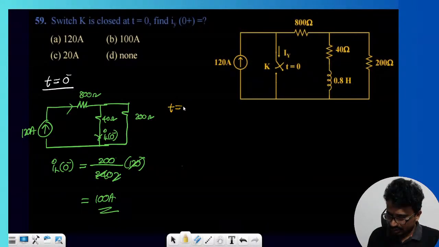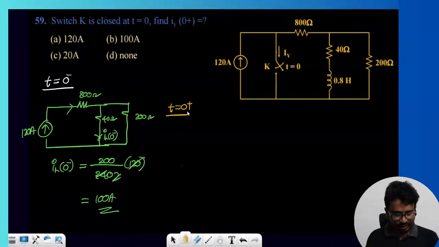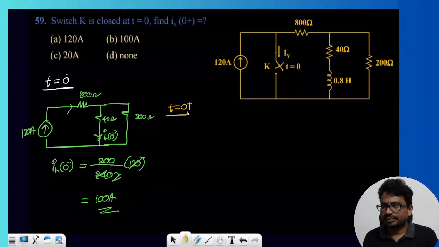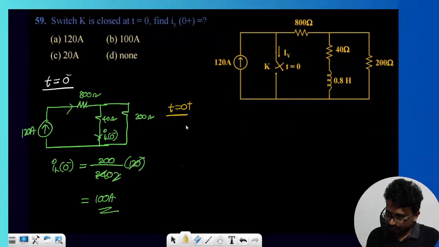Tell me, now t equal to 0 plus, kya hoga, you tell me. At t equal to 0 plus the switch is closed, then it is the transient state. Now redraw the circuit. Kya hoga, you tell me abhi.